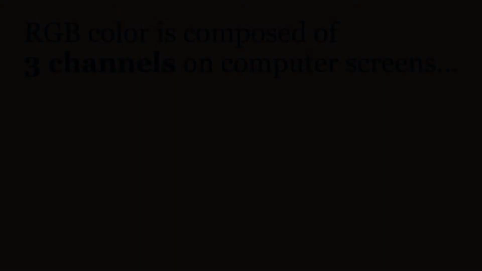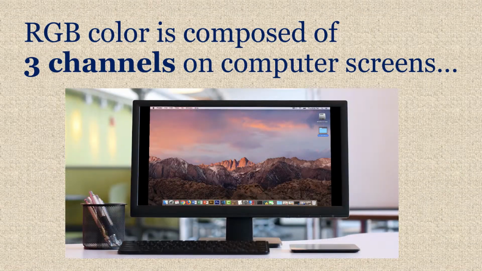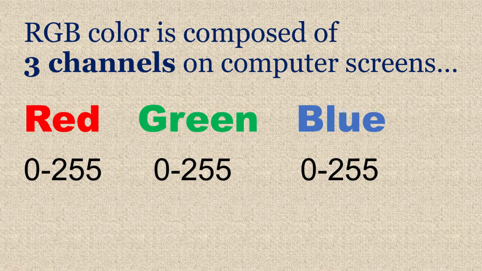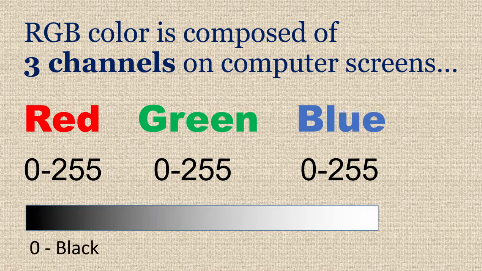First of all, I just want to make sure that you understand RGB color. That's the color that you see on computer screens, and it's composed of three channels, red, green, and blue, just like old TV sets and old computer monitors. They have a range of 0 through 255, and they go from dark to light. 0 is dark, and 255 is light. You can think of it as going from black to white. So that's the range that they have for each channel.